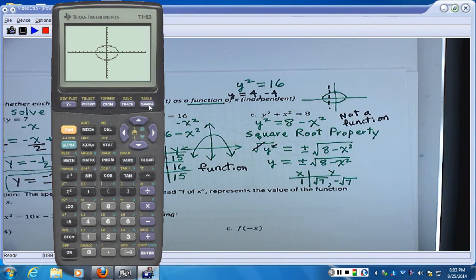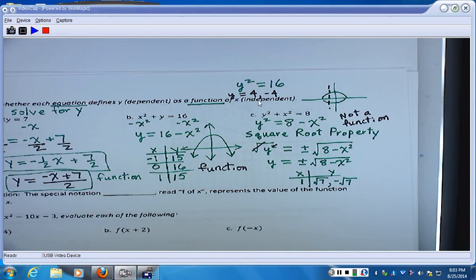But you've got to remember from algebra the square root property, and the fact that we can have two numbers. When we take the square root of both sides, we have to add that plus or minus. Okay? All right.